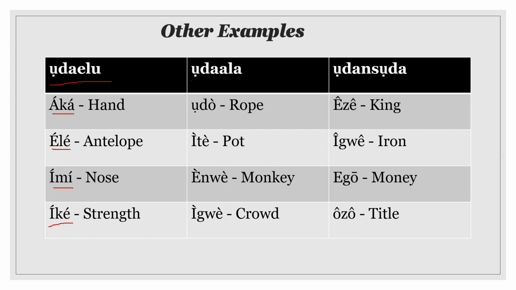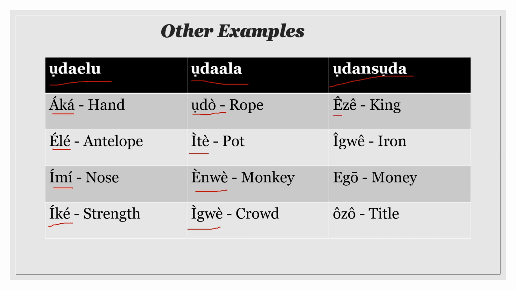Let's look at other examples of udala. We have odo, ite, enwe, igwe. Repeat after me. Odo, ite, enwe, igwe. Good.